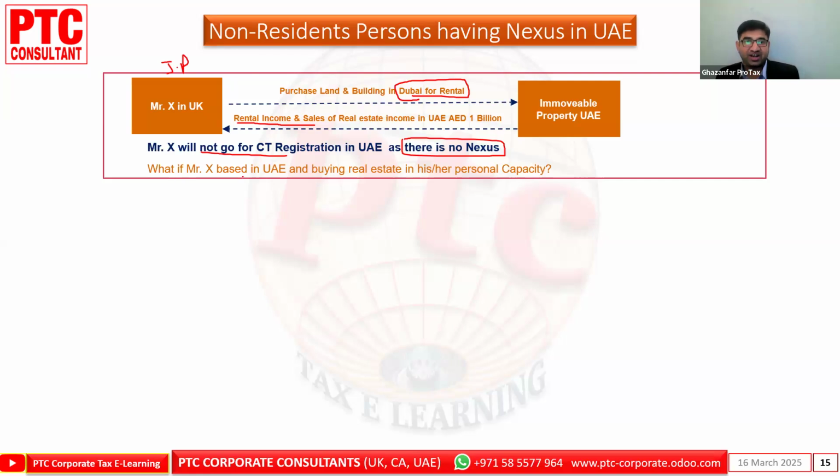What if Mr. X is based in UAE and buying real estate in his personal capacity? Here he said no nexus, but now another scenario: what if Mr. X is based in UAE and buying real estate property in his personal capacity? So how about this? Please answer on that. Now assume that Mr. X is UAE based and he is buying the real estate property. How is he buying? In personal capacity.